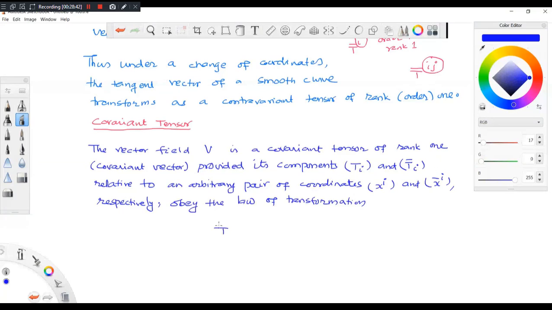T bar I is equal to Tr del xr by del x bar I, for 1 less than or equal to I, less than or equal to n. Okay, so now I take your attention to this one.